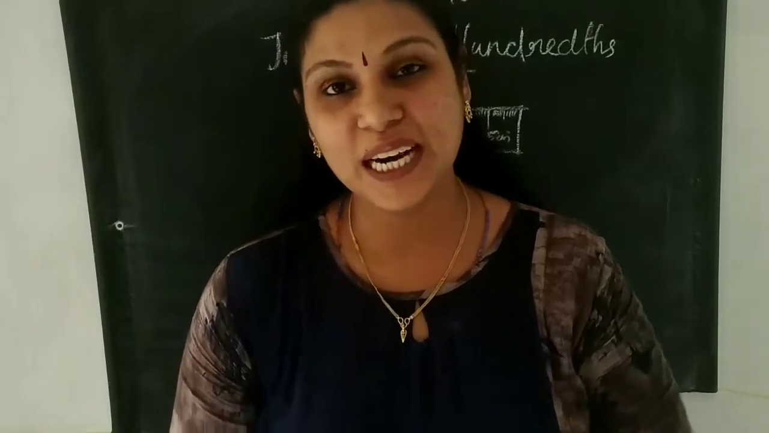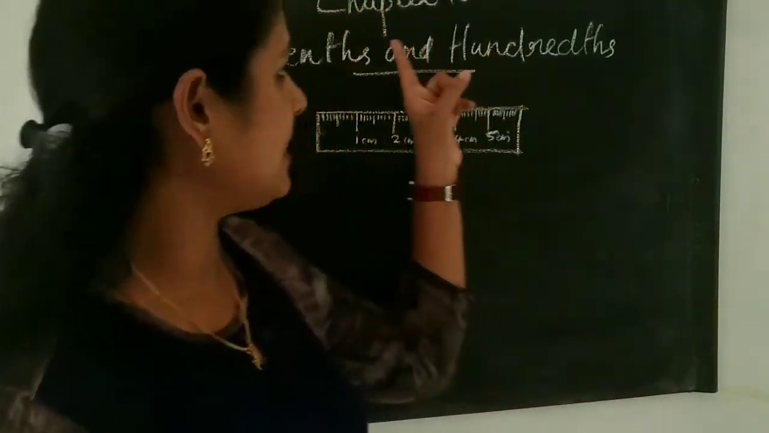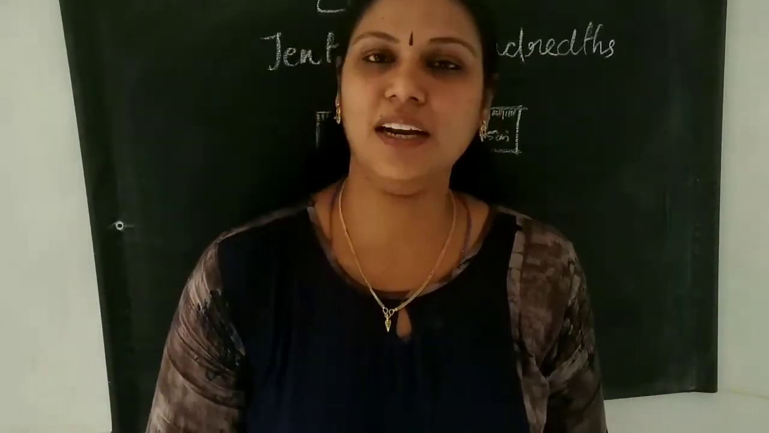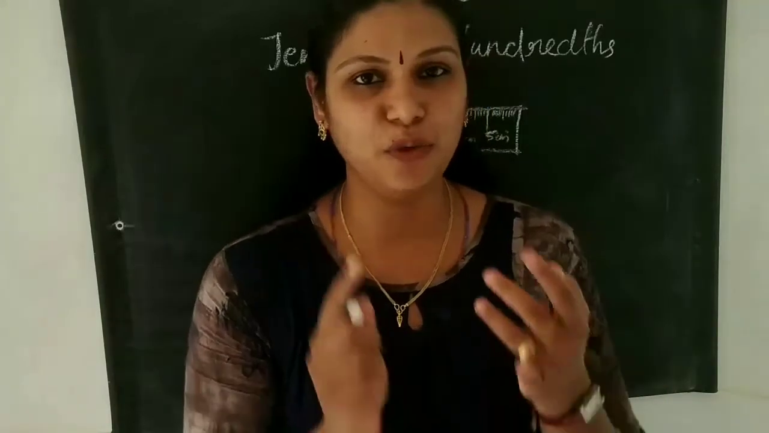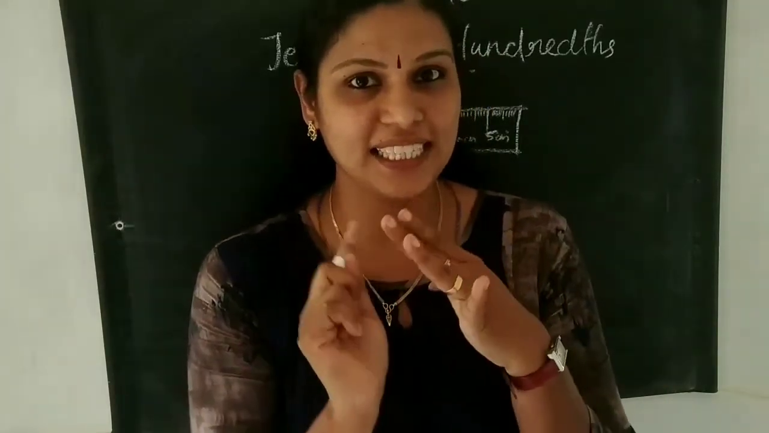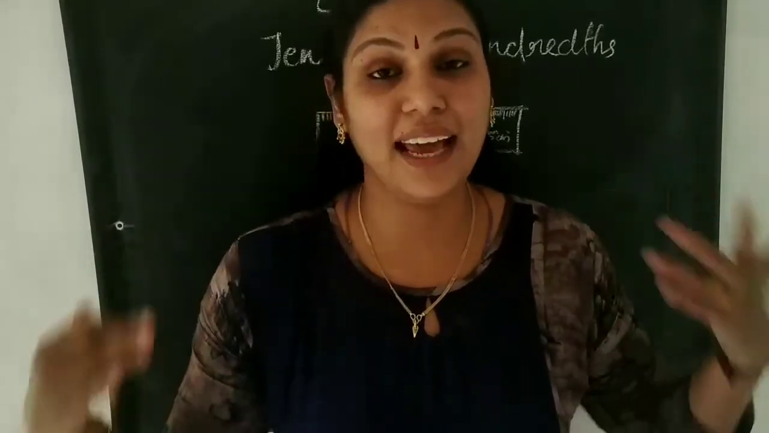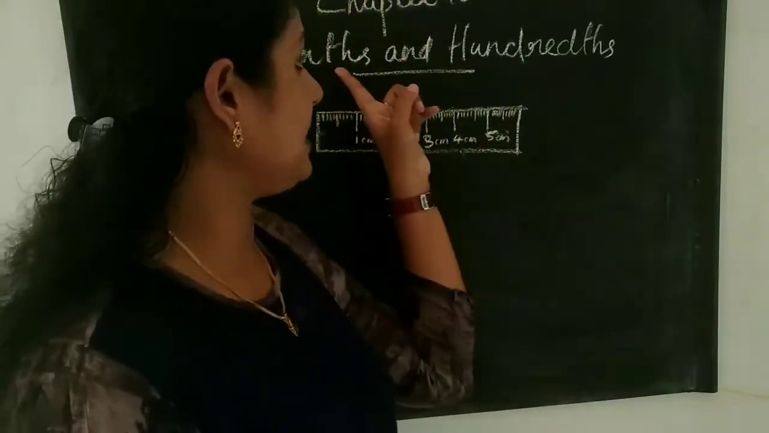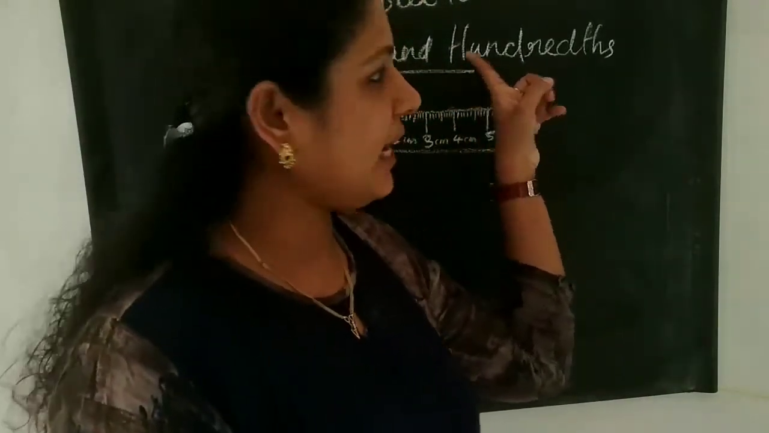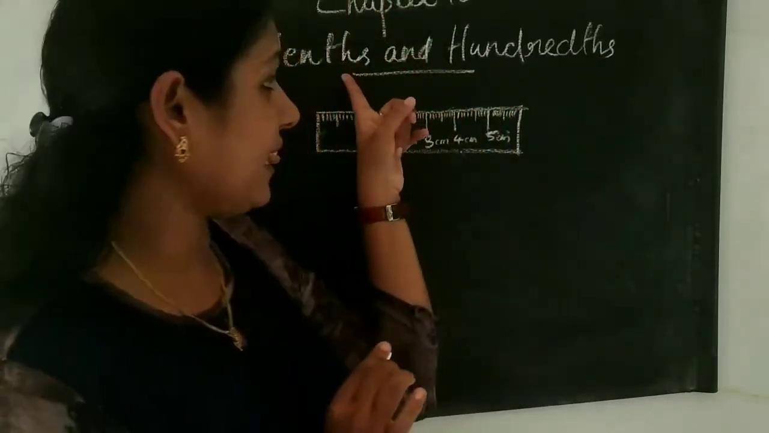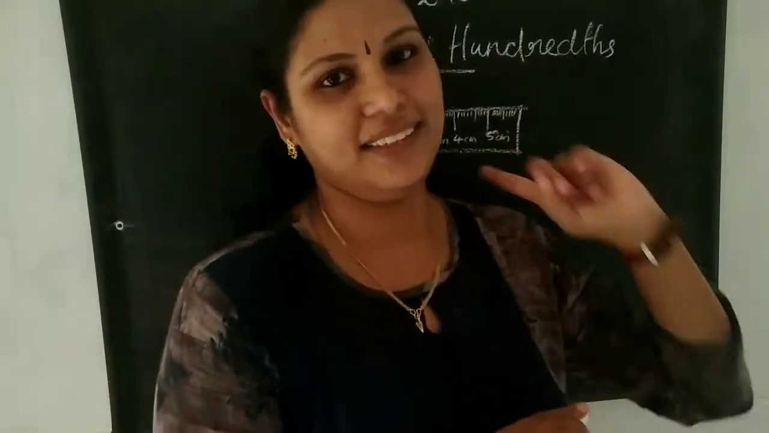Today we are going to start our next chapter, chapter 10, tenths and hundredths. Now we know about the place value chart of ones, tens, hundreds, thousands, ten thousands, lakh, ten lakh, crore, ten crore, like that. Okay. Here the chapter is tenths and hundredths.